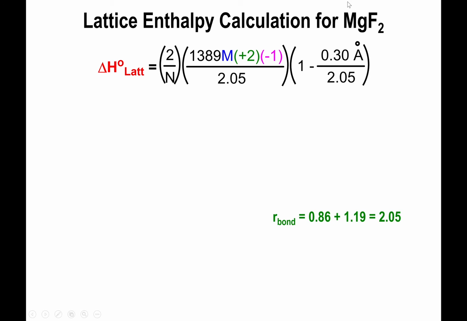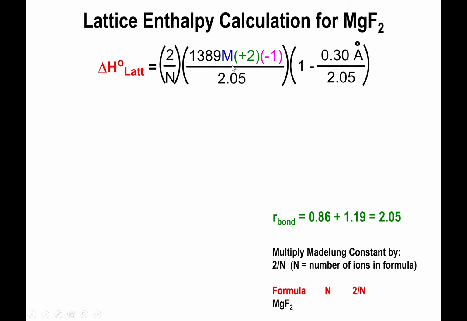Alright, and then we count the number of ions. There's 1 magnesium, there are 2 fluorides, so that's a total of 3 ions. And of course, we need to also look at the Madelung constant for this. So it is 3 ions, so the value of N is 3. Now let's take a look at the Madelung constant.